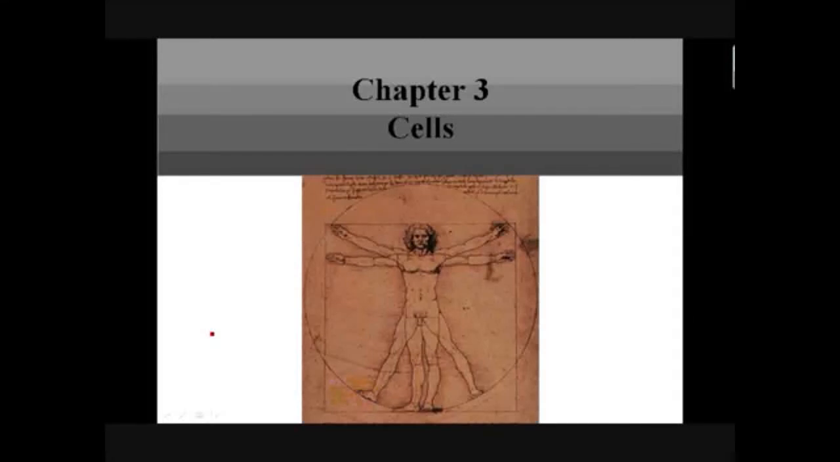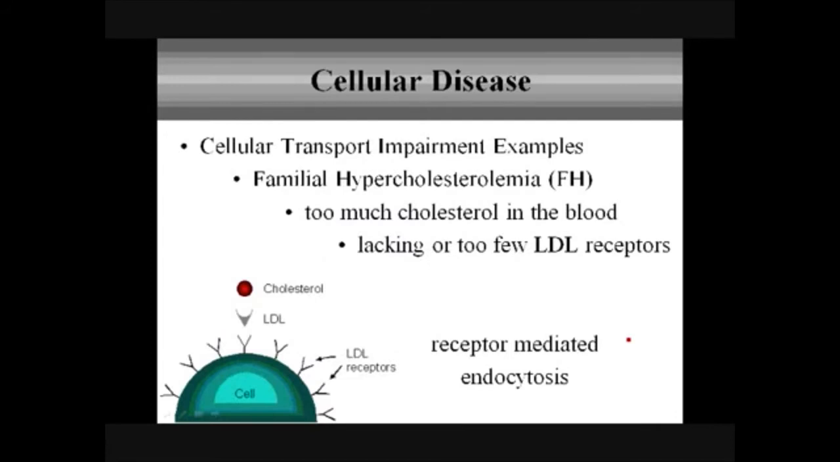Okay guys, in this particular lesson what we're going to cover is cellular diseases. Then we can move on to another type of cellular transport impairment. Before, we were talking about basically osmosis, which is kind of like diffusion. We talked about channel transport. Now what I'm actually talking about is endocytosis, receptor mediated specifically. So this is a disorder that occurs due to improper endocytosis.